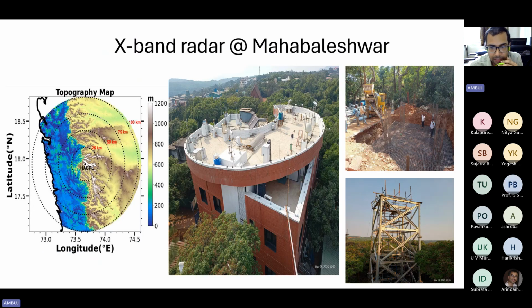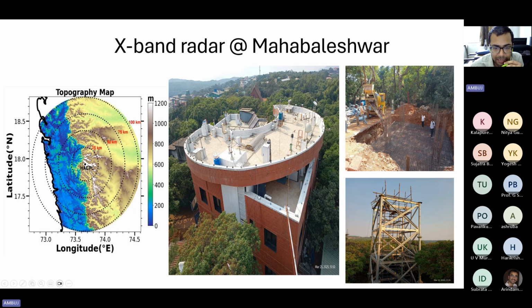Now, at the end, I just want to give a glimpse of the X-band radar at Mahabaleshwar, which is in the setup stage now. The topography map is shown here, and this is the coverage of the X-band radar being set up at Mahabaleshwar. This is the 100 kilometer range of the radar. This is a new SSPA based radar which is currently being installed here, centered at HSCPL. This is the HSCPL lab, where at the terrace you can find a facility of instruments.